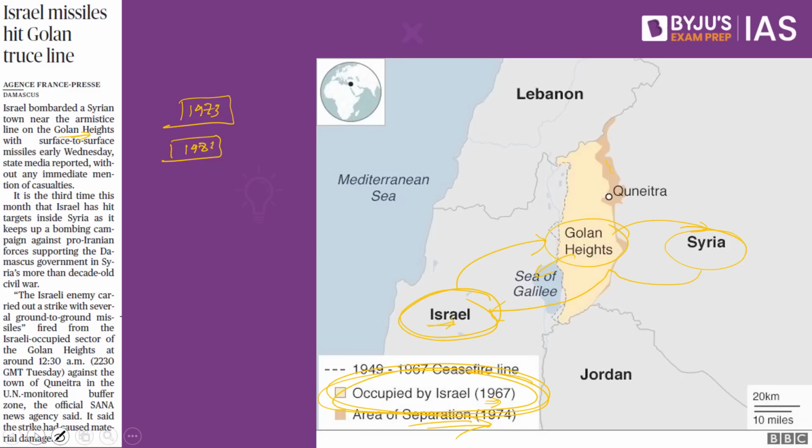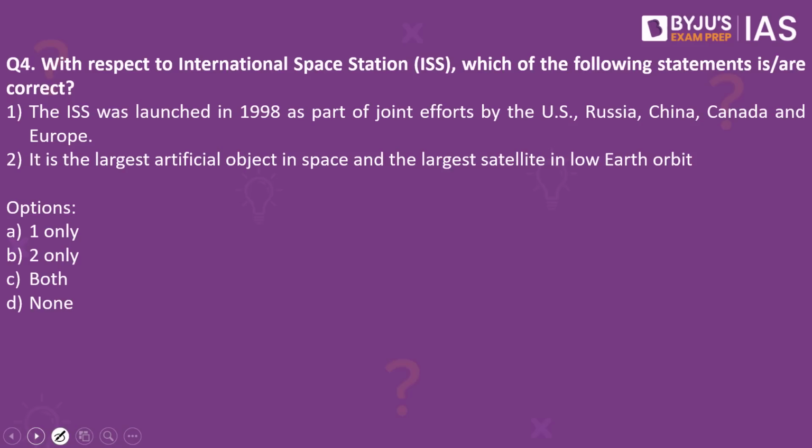Now let's look into the next practice question. With respect to the International Space Station, which of the following statements are correct? 1. The ISS was launched in 1998 as part of joint efforts by US, Russia, China, Canada and Europe. 2. It is the largest artificial object in space and the largest satellite in low Earth orbit. Which of the statements are correct? The answer to this is 2 only.